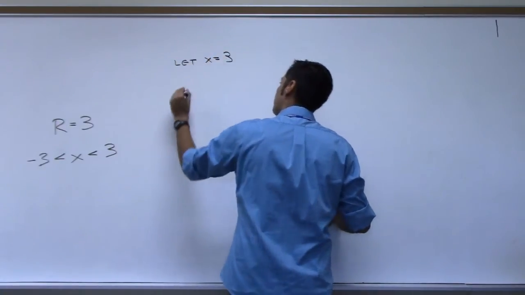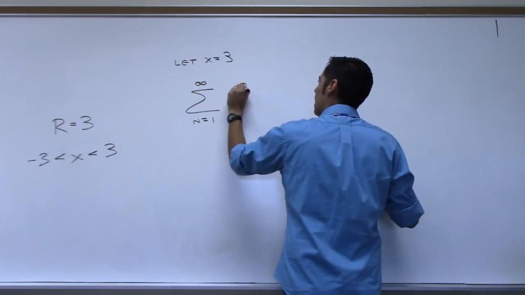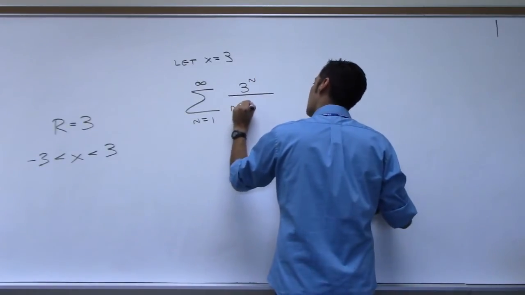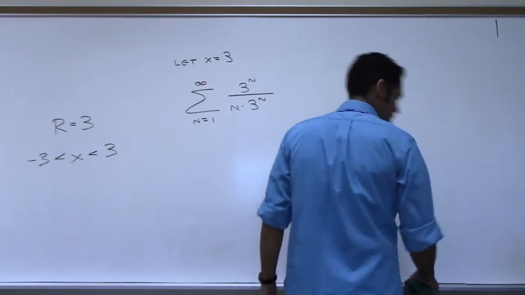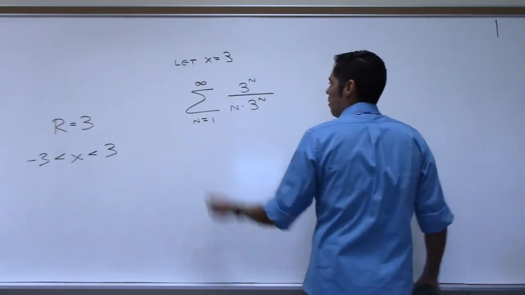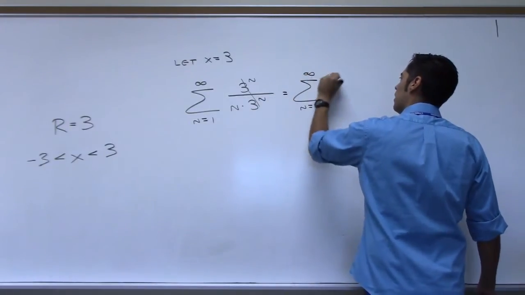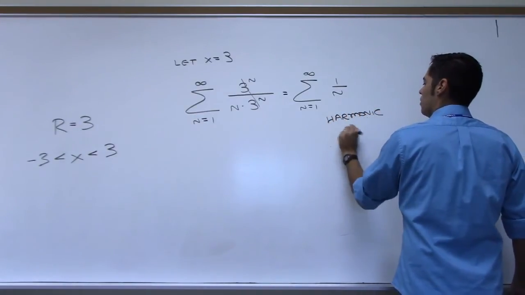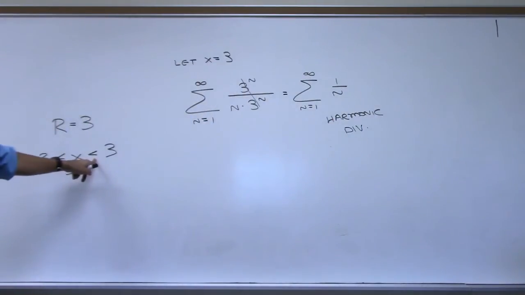So let's start with 3. Let's rewrite the sum. n equals 1 to infinity. It was x to the n on top, and then I had n times 3 to the n, right? Yep, and it was n equals 1. Okay, so, oh wow, look at this. These cancel. Sum n equals 1 to infinity of 1 over n. Harmonic. Diverges. So that means I do not want to include positive 3, or else it'll diverge. So it's going to be a strict inequality just like that.